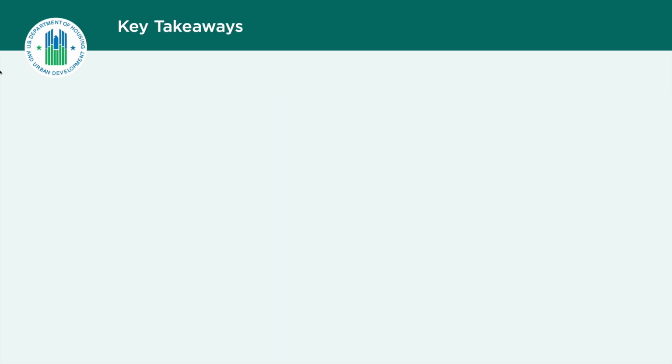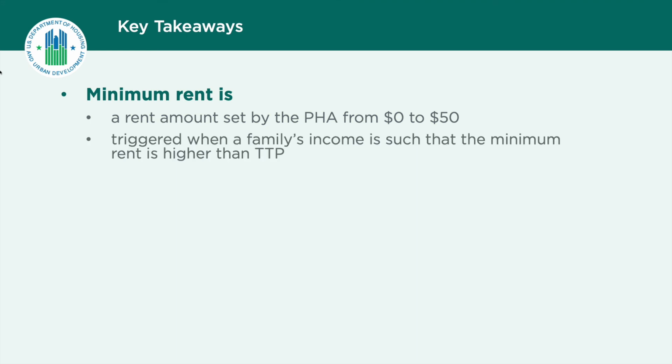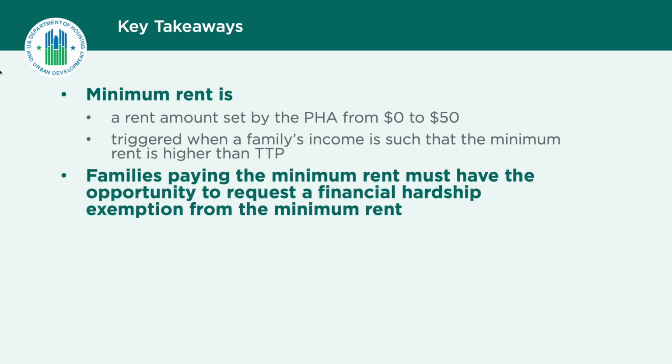In this presentation, we have provided information about the public housing minimum rent and financial hardship exemption. The key takeaways from this training include: minimum rent is a rent amount set by the PHA. It is triggered when a family's income is such that the minimum rent is higher than TTP. When a family is paying the minimum rent, the family must have the opportunity to request a hardship exemption. Financial hardships can be temporary or long-term and include loss of eligibility for a government assistance program, imminent eviction due to inability to pay rent, decrease in income, or death in the family.